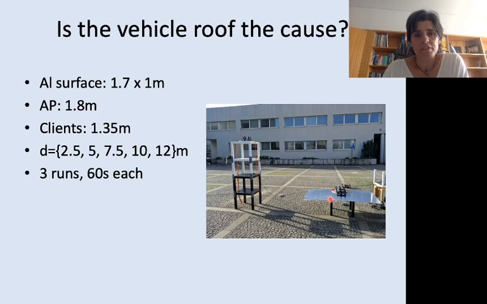So we took an aluminium surface, 1.7 by 1 meter, and put our client on top of it. We also put the access point at 1.8 meters on a wooden structure, and the client at 1.35 meters. Just to clarify, the thing you see here is not at 1.35 meters, but we did not have a picture, so 1.35 would be with two other tables on top. We measured this setup statically at 5 distances, ranging from 2.5 to 12 meters. We did 3 runs at each distance of 60 seconds each.